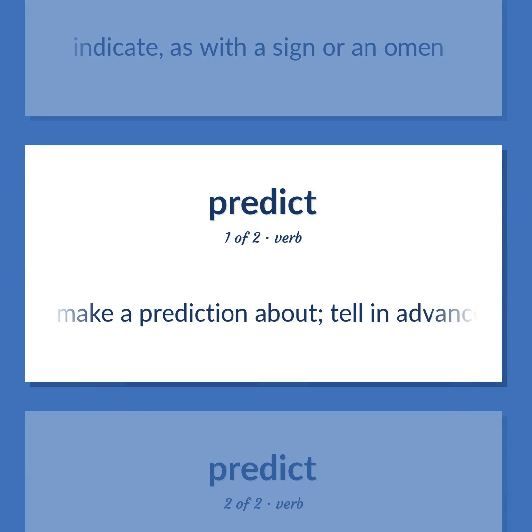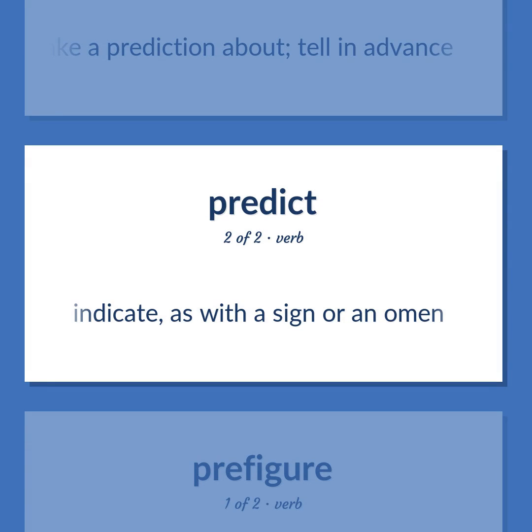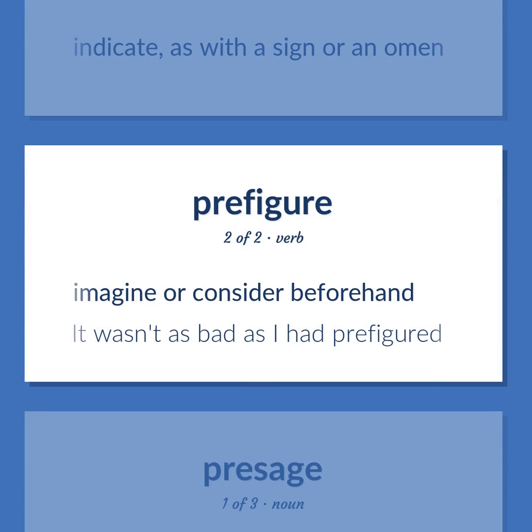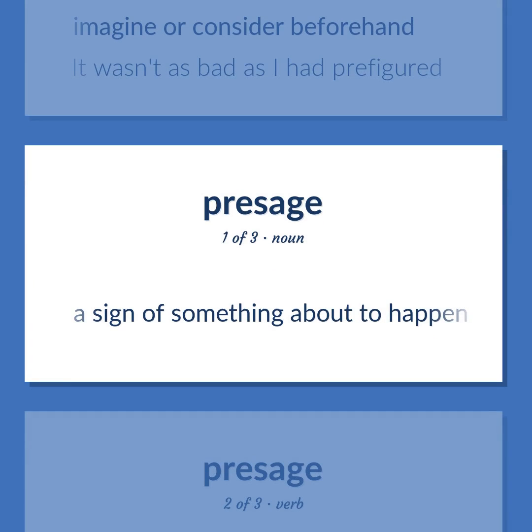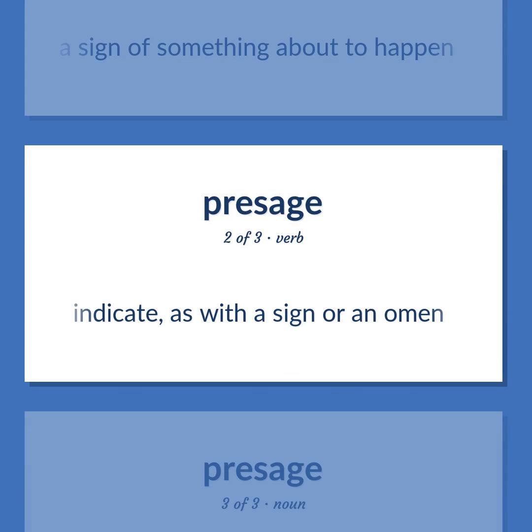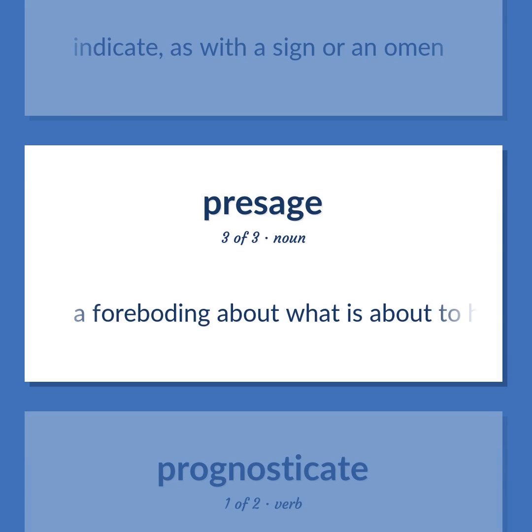Make a prediction about. Tell in advance. Indicate, as with a sign or an omen. Indicate, as with a sign or an omen. Imagine or consider beforehand. It wasn't as bad as I had prefigured. A sign of something about to happen. Indicate, as with a sign or an omen. A foreboding about what is about to happen.